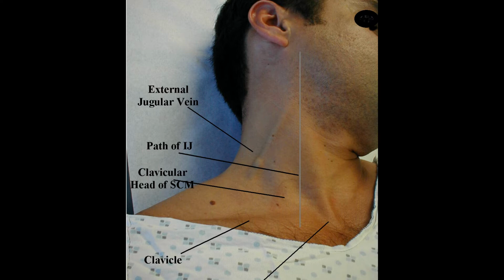Use tangential lighting and examine both sides of the neck. Identify the external jugular vein on each side, then find the internal jugular venous pulsation. If necessary, raise or lower the head of the bed until you can see the oscillation point or meniscus of the internal jugular venous pulsation in the lower half of the neck.